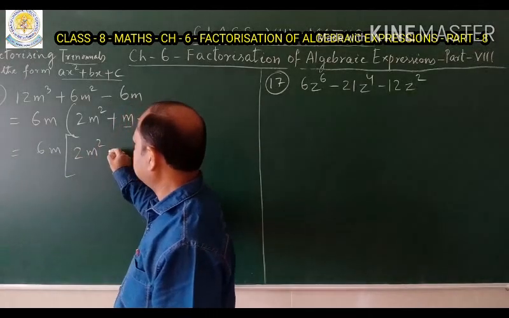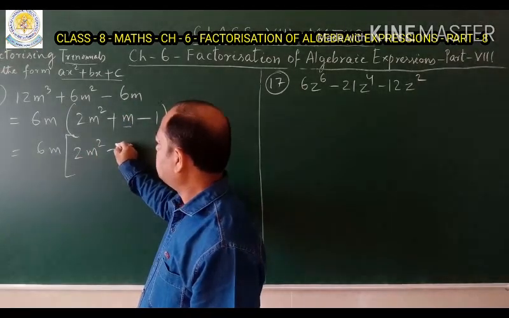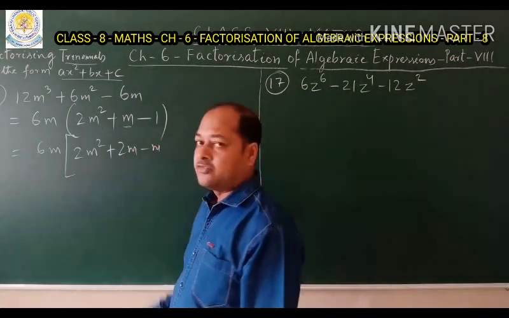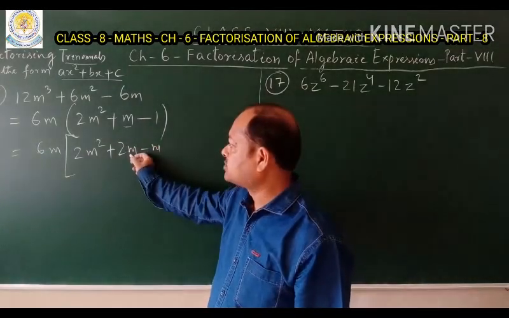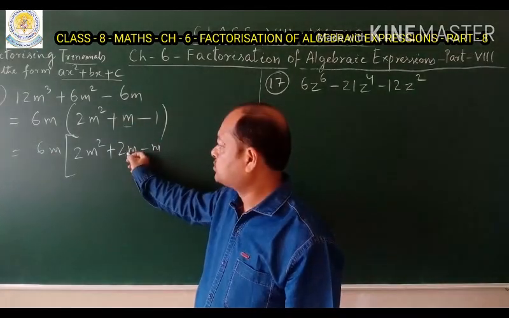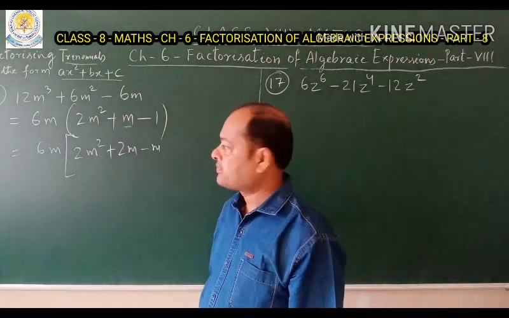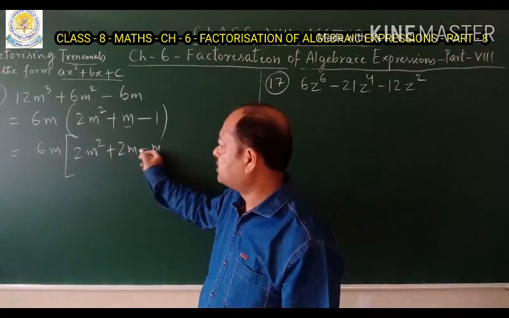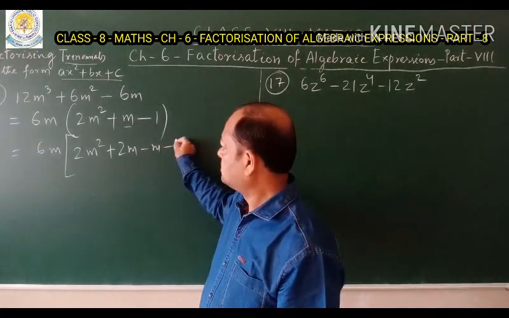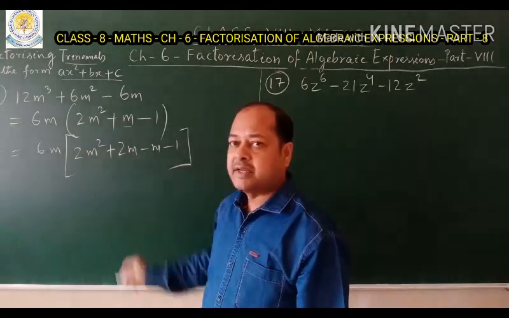2m square. If you plus 2m, if you minus m. If you write the two terms like this, minus 2m and minus m, it will be the same as plus m, because 2 minus 1 will be 1, and if you multiply 2m with minus m, it will be minus 2m square. So we are getting the middle term breakup now.